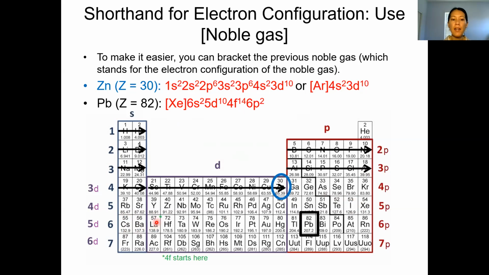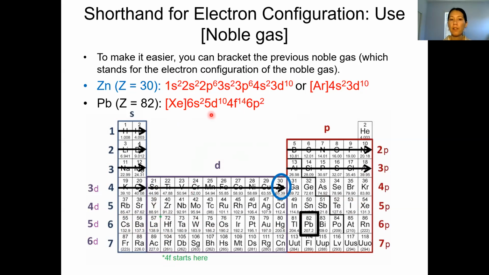I'm going to go 5D, because D starts at 3. So 3, 4, 5D, and I'm going to fill up the Ds. But look at this. Something slips in here. It's the 4F. This is a tricky one. I'm not going to try to trick you on these, but I just want to show you how this works. 4F slips in here. That's the inner transition metals.